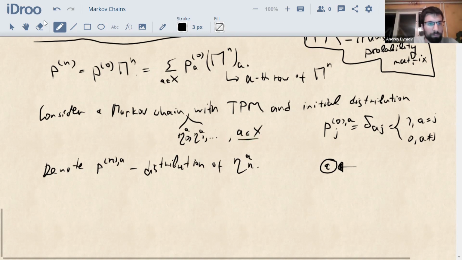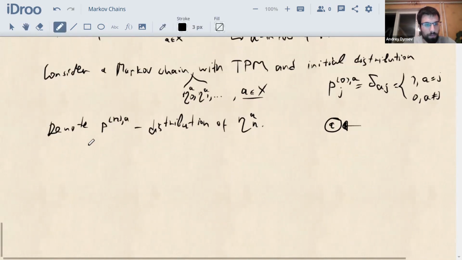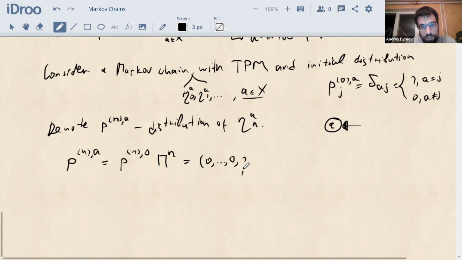Then let us compute this distribution. By the lemma, this is the initial distribution times the transition probability matrix to the power n, right? But the initial distribution is a vector which has zeros everywhere except the position A.